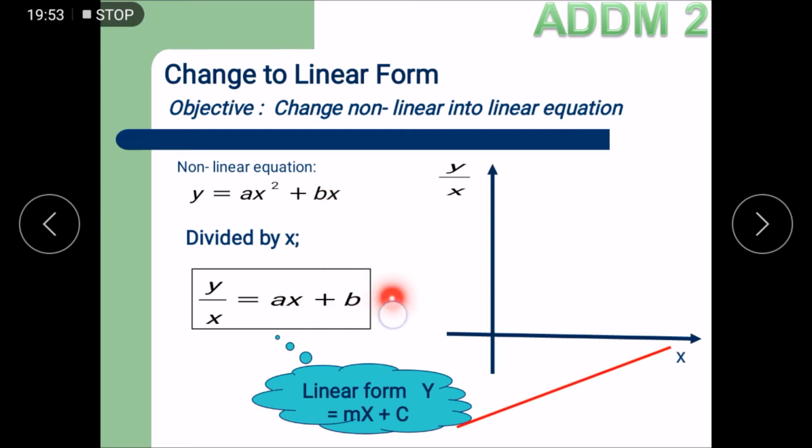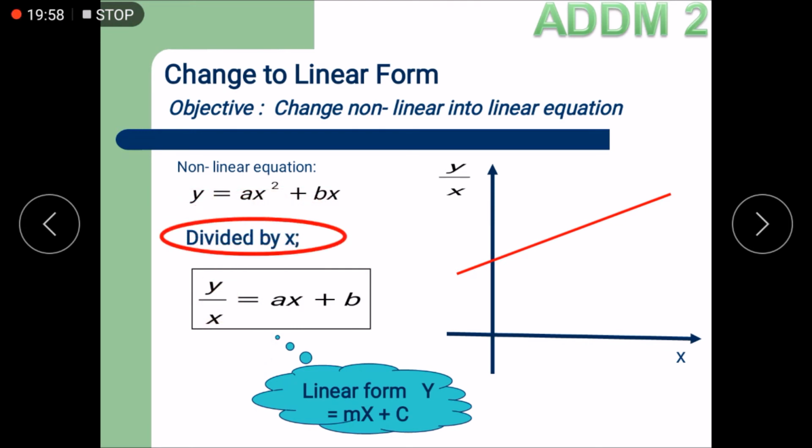So you see here, this will become y equals mx plus c, where the y-axis is now y over x, instead of having y and x like the non-linear form. The x-axis still remains x. Then I will get my linear straight line. If I draw the original, I will get a curve. The non-linear is a curve, a quadratic graph. But after I make it linear, I will get a straight line. So that is how.